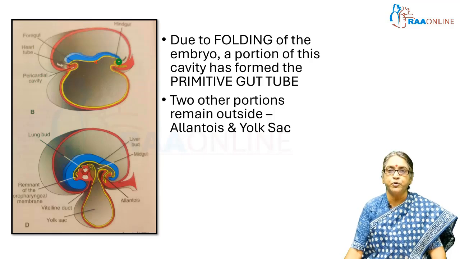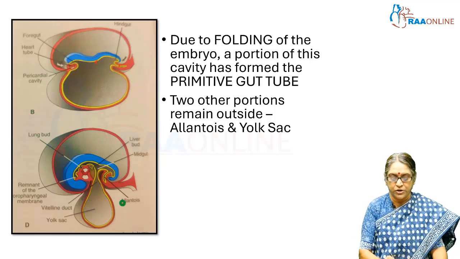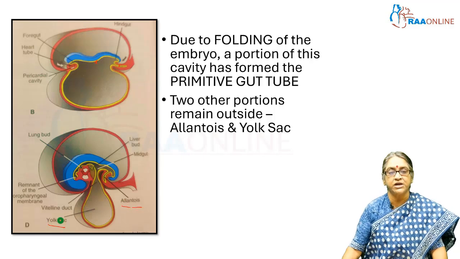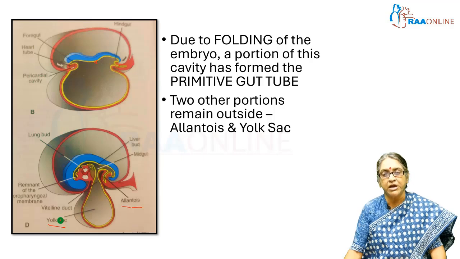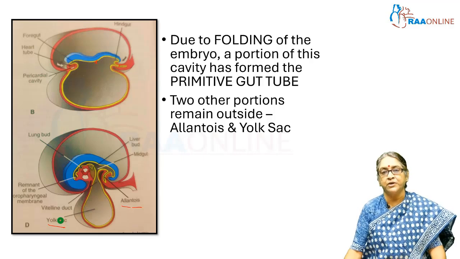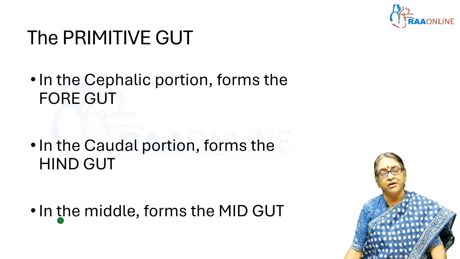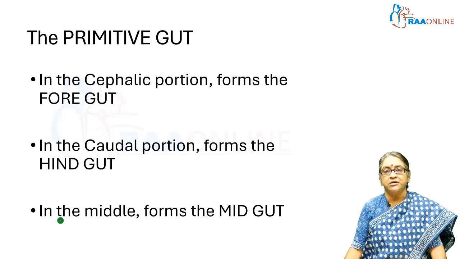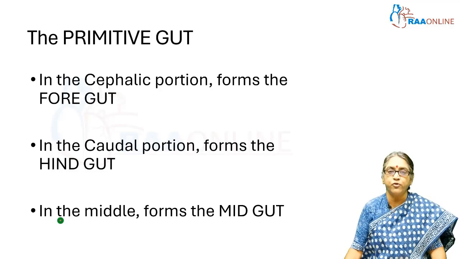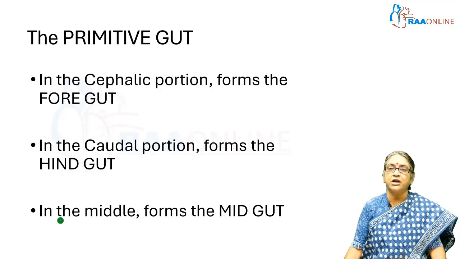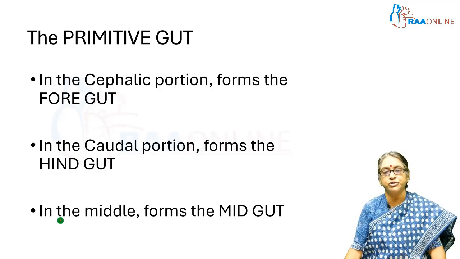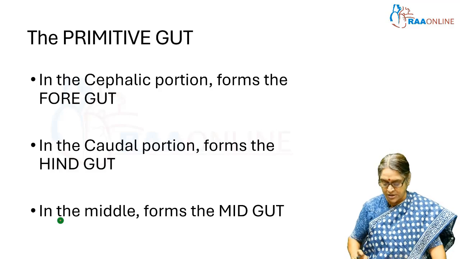And so you have two portions of the endodermal cavity, the allantois and the yolk sac. You can notice here that's the allantois and that's the yolk sac. These two of them remain outside the embryo. The rest of the cavity gets entrapped into the embryo due to the craniocaudal folding and the lateral folding. And the primitive gut comes to be called the foregut in the cephalic portion. It comes to be called the hindgut in the caudal portion and the midgut in the middle portion.